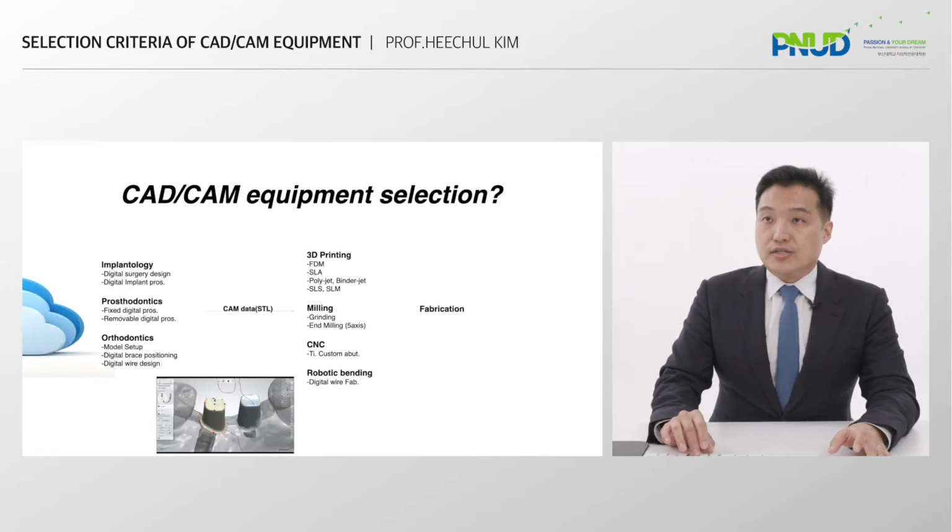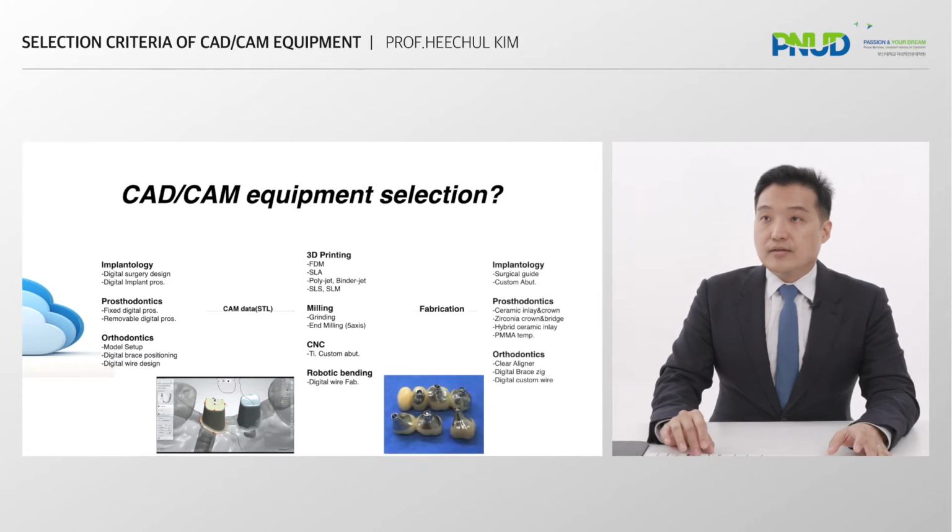The last stage is the fabrication. Fabrication consists of milling, grinding, 3D printing, CNC, and robotic bending. Most commonly, milling or grinding is used for conventional restorations. CNC fabrication is used for implant abutments, 3D printing for guided surgeries and orthodontics, and robotic bending for orthodontic wires. The equipment really depends on the digital treatment type and the quality.